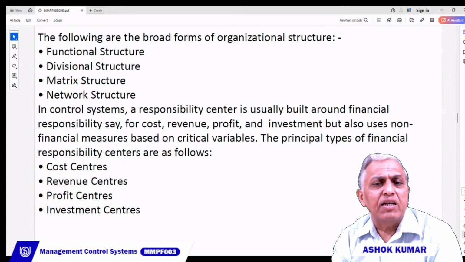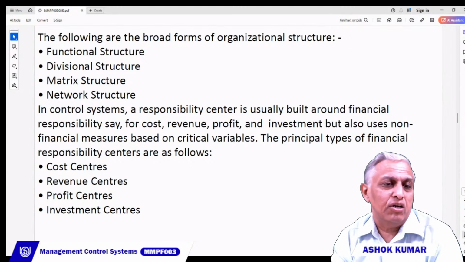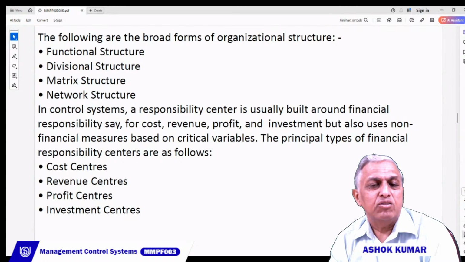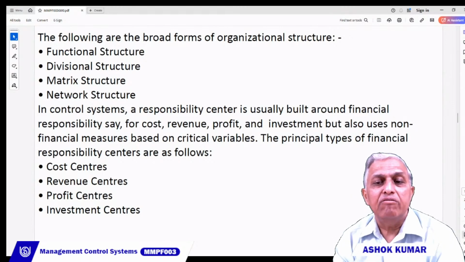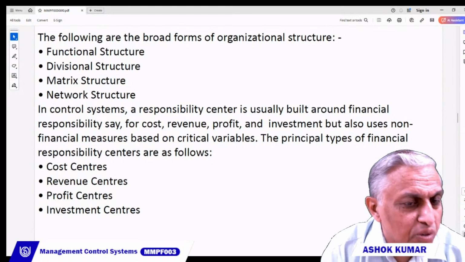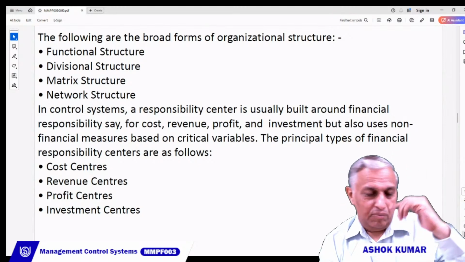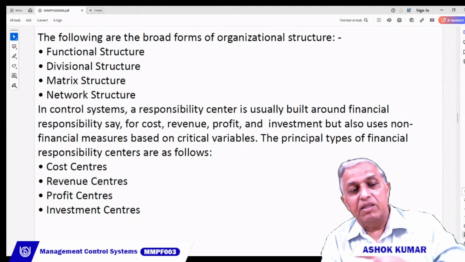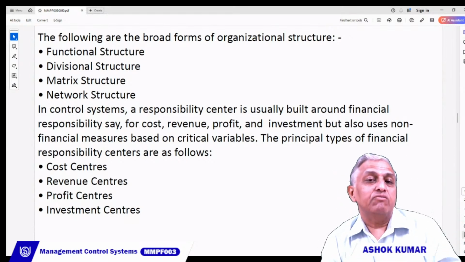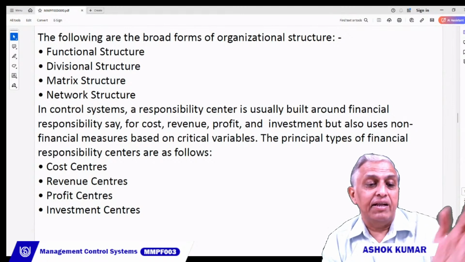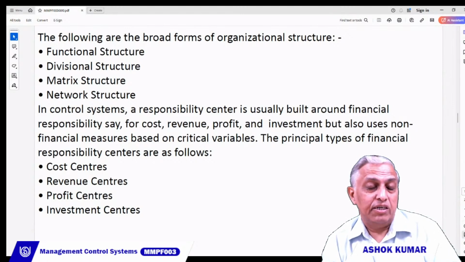In a normal control system, a responsibility center is usually built around financial responsibility, say for cost, revenue, profit, and investment, but it also uses non-financial measures based on critical variables. The principal types of financial responsibility centers are as follows. First one is the cost center, where you are incurring the cost of developing the product. Second one is revenue centers, where you sell those products and generate the revenue. So it is called a revenue center.